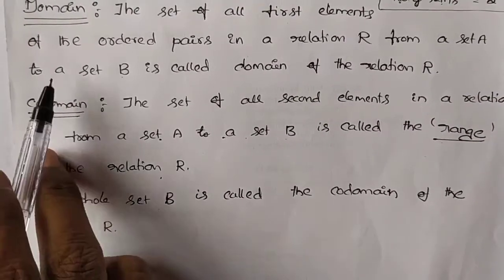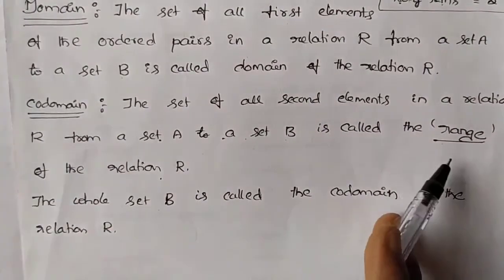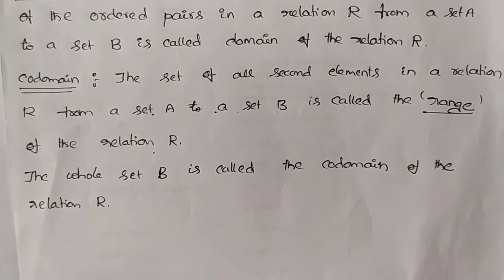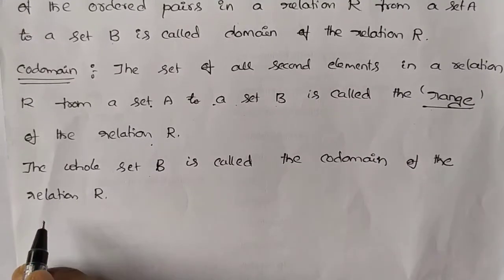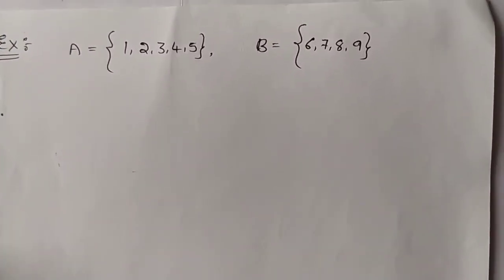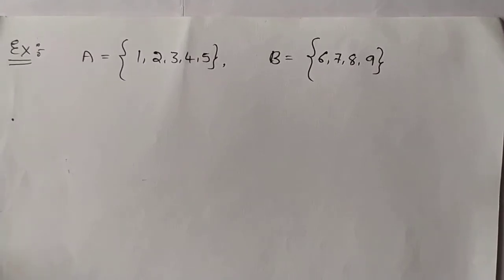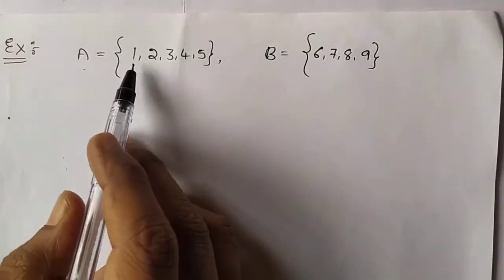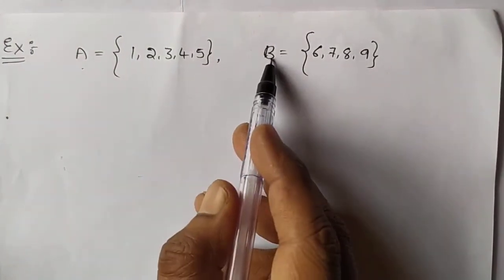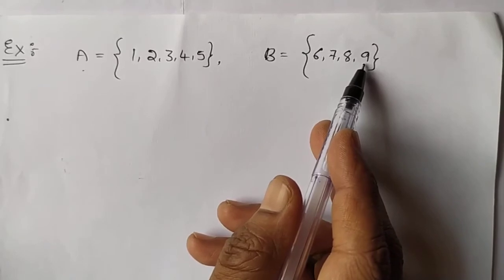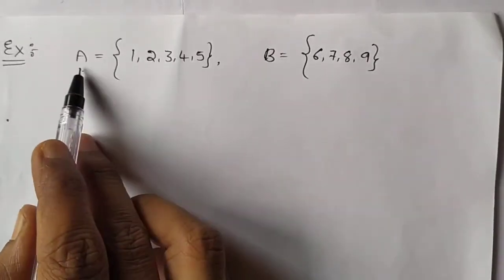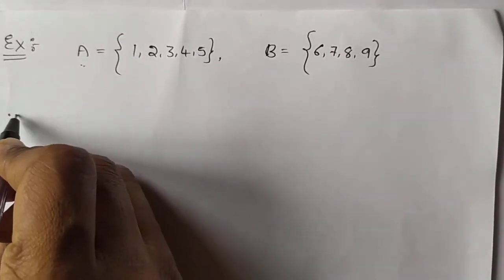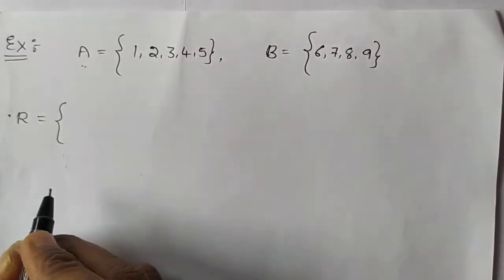Based on these three concepts, domain, codomain and range, I will give one example. Then you will come to know about the domain and codomain. Set A is 1, 2, 3, 4, 5. Set B is 6, 7, 8, 9. Here we have two non-empty sets. First set is A, second set is B. I will define one relation R.